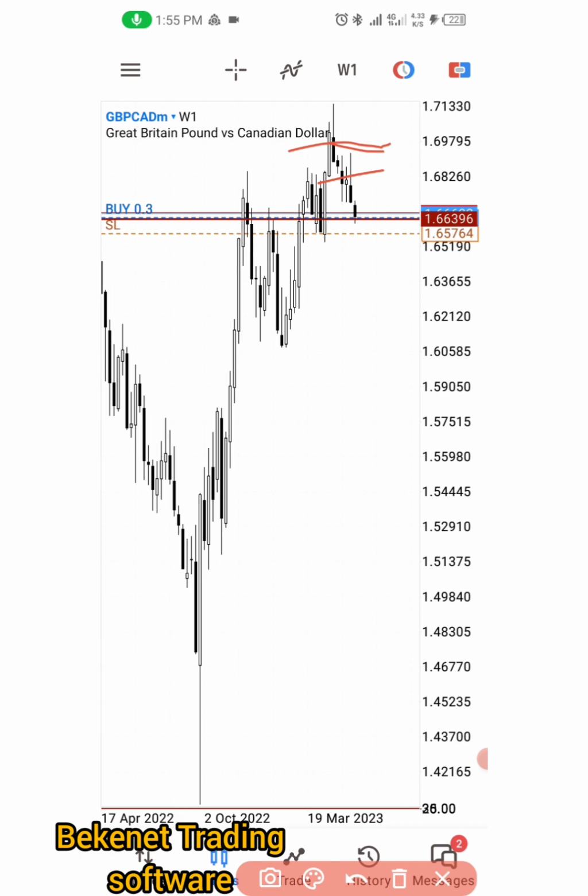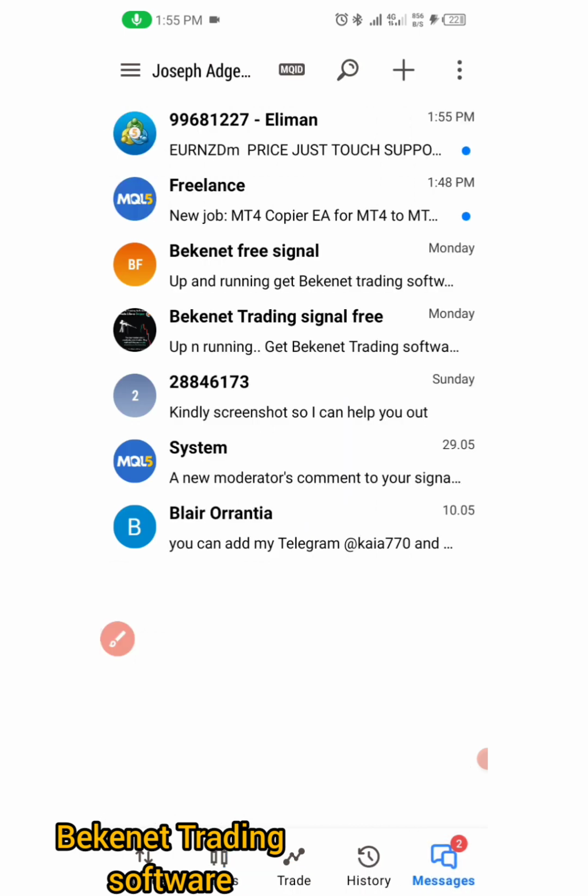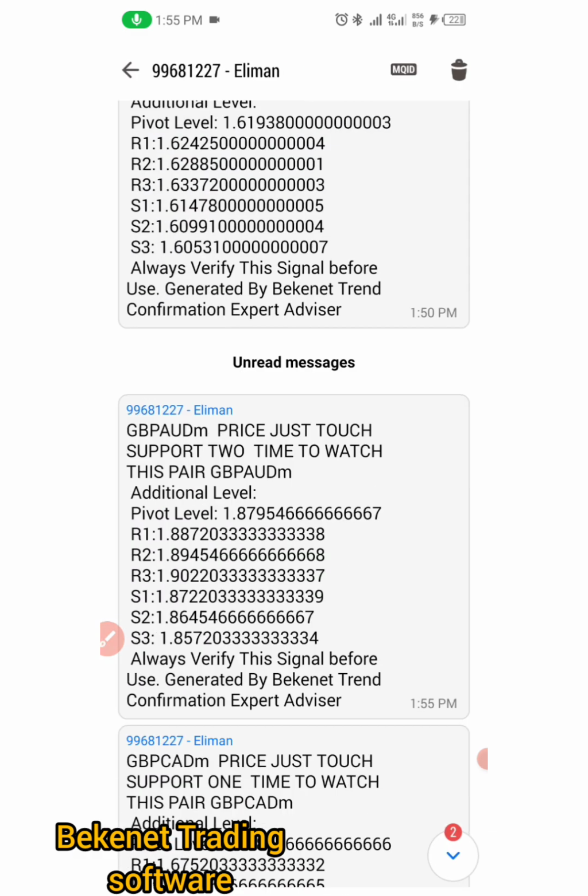You understand? I just hold it, take my profits and get out, wait for another setup, because price must always touch those levels. Whenever they touch them, I just trade. So that is how I place my trade. It's as simple as ABC. Once I get my notification, I just go and check.